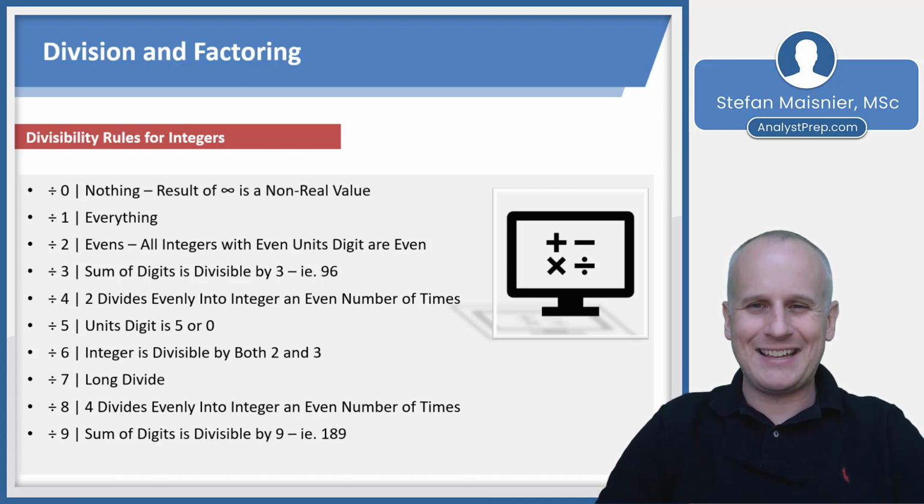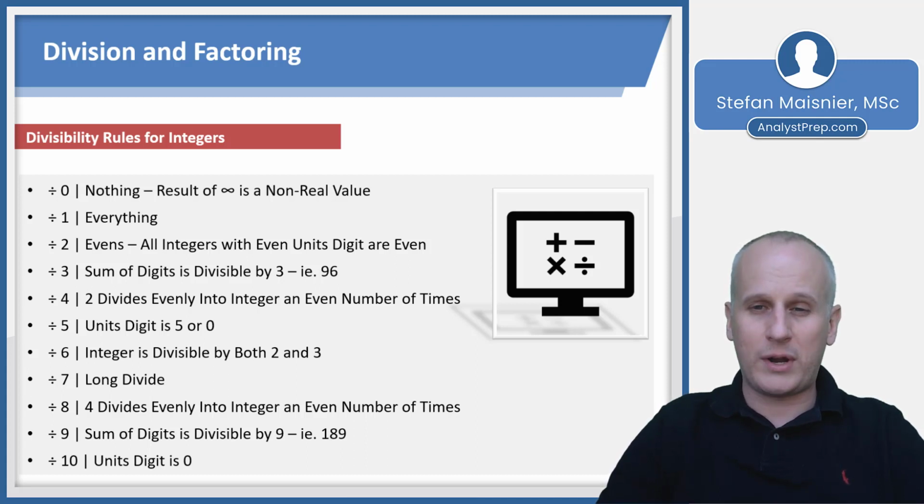Then 9 has an extrapolation of the same rule as 3, that the sum of the digits is divisible by 9. So for instance, 189, I know that is divisible by 9 because 1 plus 8 is 9, plus 9 is 18, which is divisible by 9 as a sum. So 189 in its entirety is going to be divisible by 9. And lastly, divisible by 10 just means that the units digit is 0.